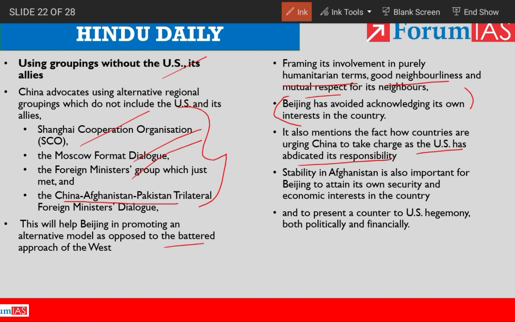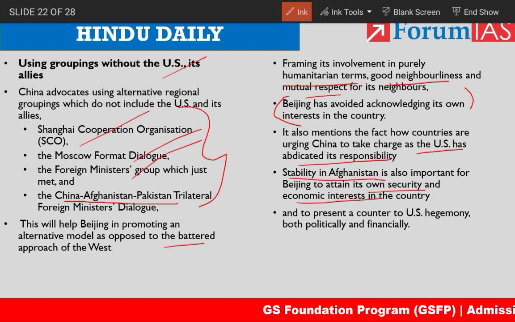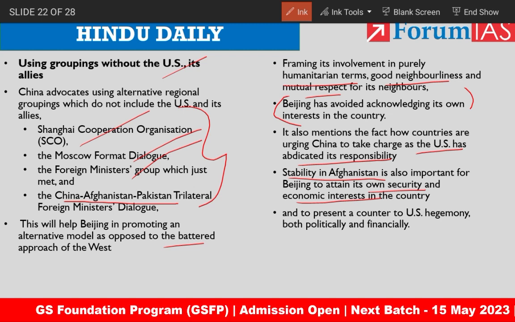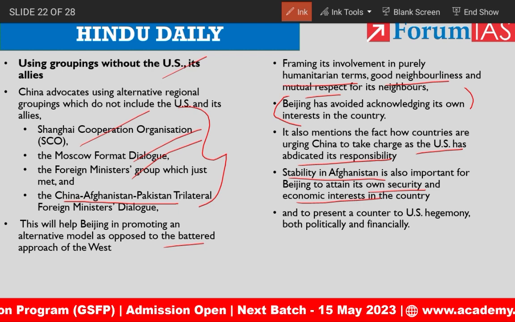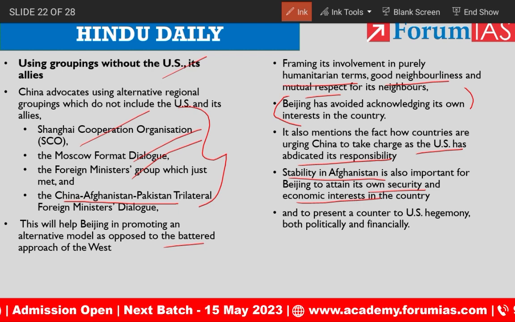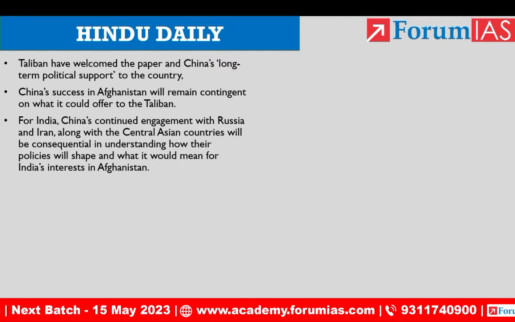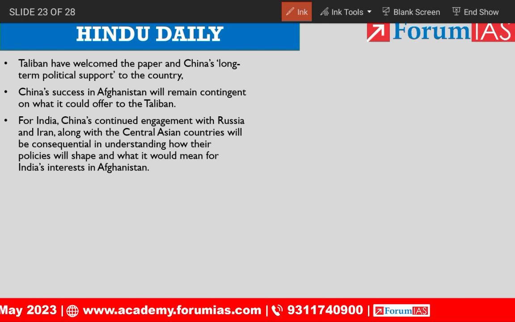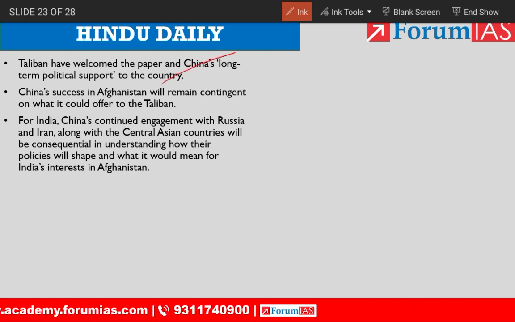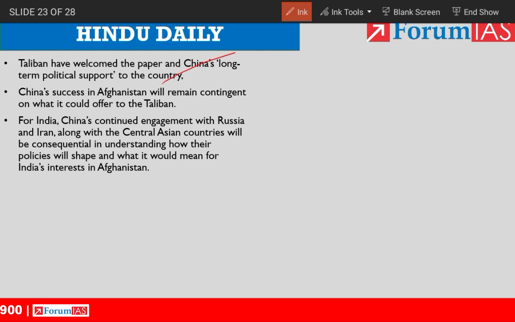Next it is telling the stability of Afghanistan is very important for China, and China's security and economic interests also lie with the stability of Afghanistan. So that is why China is giving so much attention to Afghanistan. And if China is able to stabilize Afghanistan, it will be a counter to US hegemony, both politically and financially. So finally, what has the Taliban done? It has welcomed China's long-term political support to the country. The Taliban is telling us the Chinese have always supported us, and the policy they have given is good for us. But China's success in Afghanistan will always be dependent on what the Taliban could get from the Chinese.